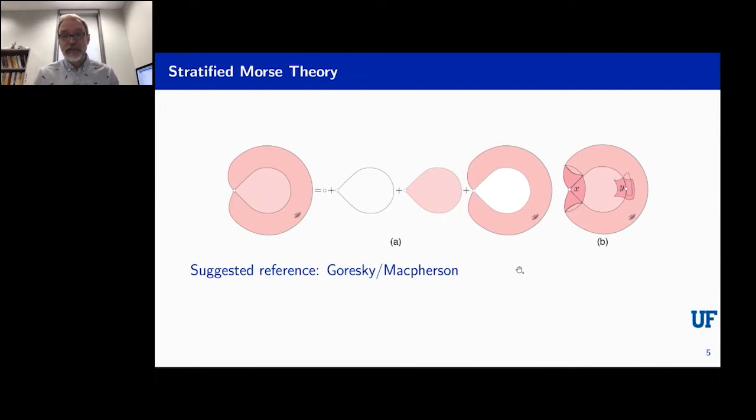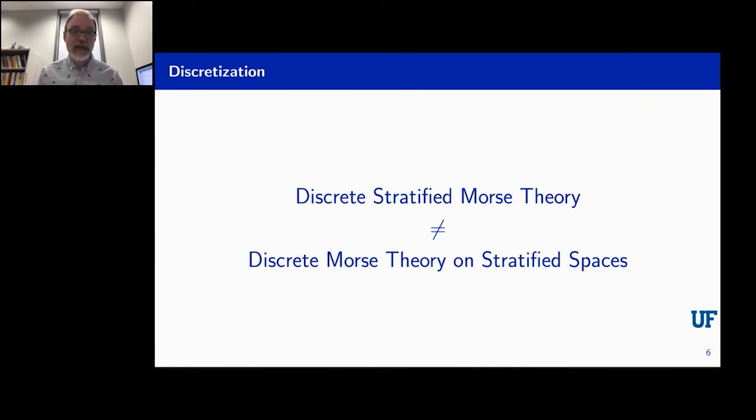So the question is, could we do this in the discrete setting? Let me begin by saying that our discrete stratified Morse theory is not the same thing as discrete Morse theory on stratified spaces. So if you have what is called a Whitney stratified space, and there's this technical condition that is not relevant for us here, stratified spaces are triangulable.